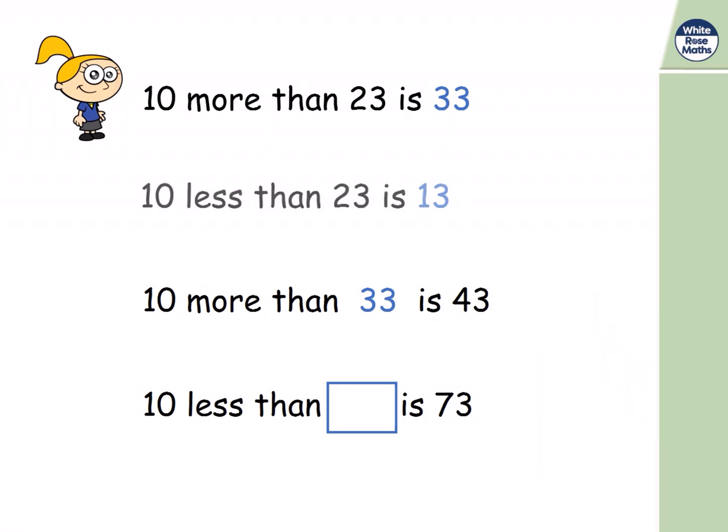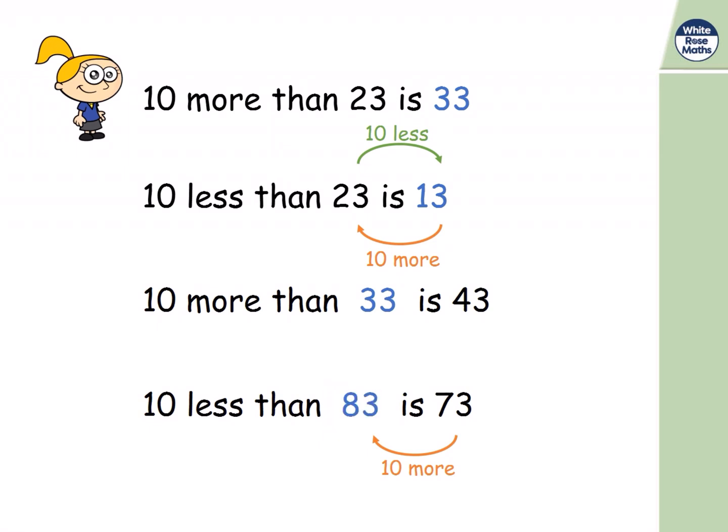So in the previous example, 10 less than 23 is 13. We started at 23 and 10 less was 13. 23 is bigger than 13, isn't it? It's 10 bigger, 10 more. So in our example here, 10 less than something is 73. We can add on 10 to 73 and it will give us 83. Let's check that. 10 less than 83 is 73. Yes, that does make sense.